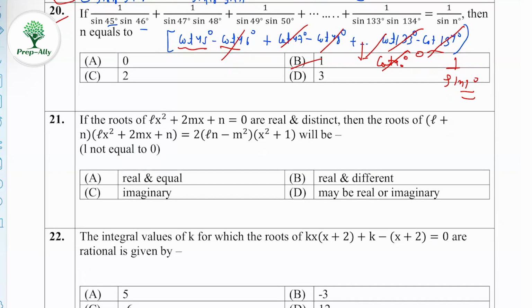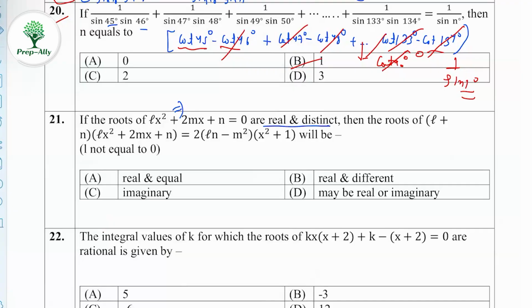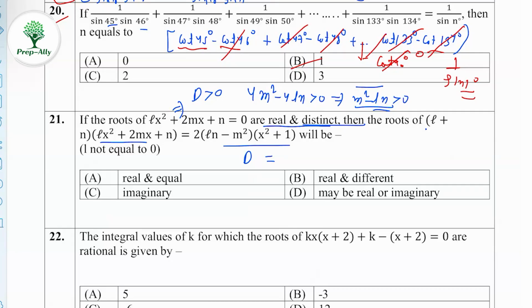Okay. Question 21. It's based on discriminant. So roots are real and distinct, so D should be greater than 0 for this. So I'll get 4m square minus 4ln is greater than 0. So m square minus ln is greater than 0. Now for this quadratic, you have to find the discriminant of this quadratic and apply this condition. That means m square must be greater than l.